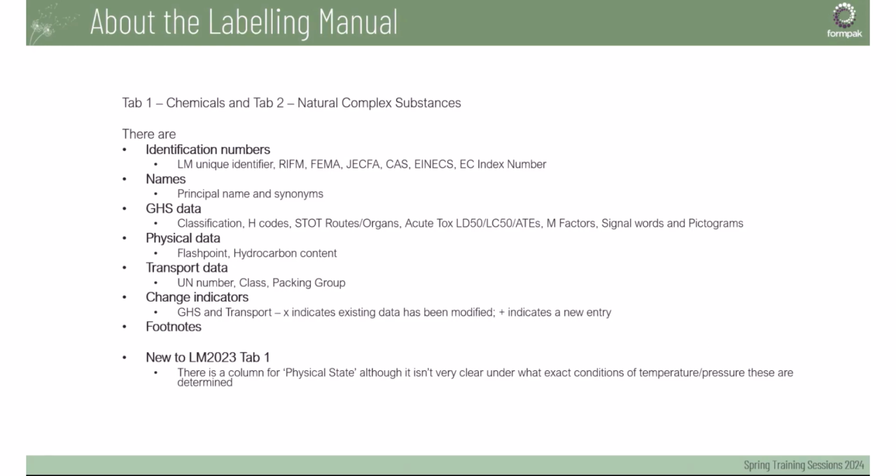And in tab 1, there's a new column since last year for physical state. So it says whether the chemical is liquid, gas or solid, except it isn't very clear under what conditions of temperature or pressure these are determined. And obviously there are different grades of many of these things commercially available, and so they might be slightly variable.